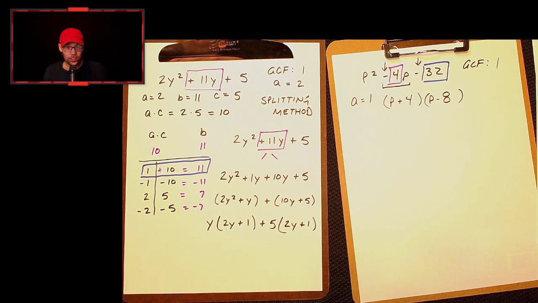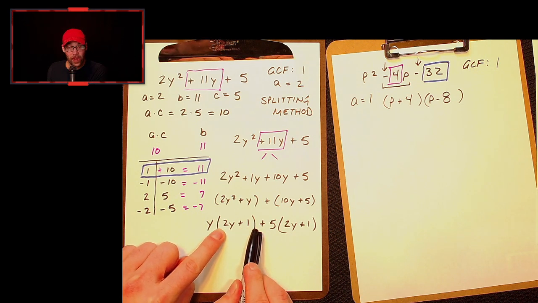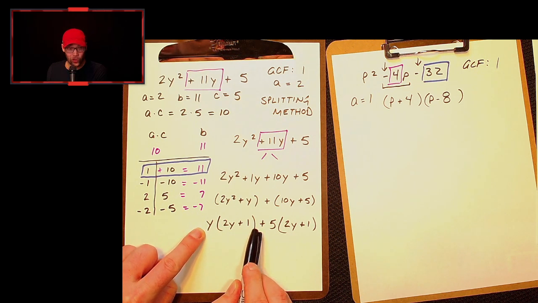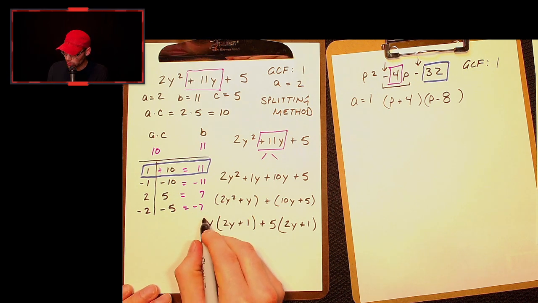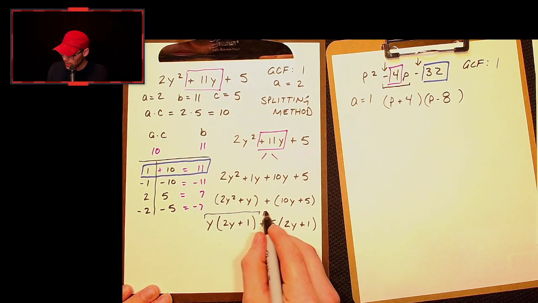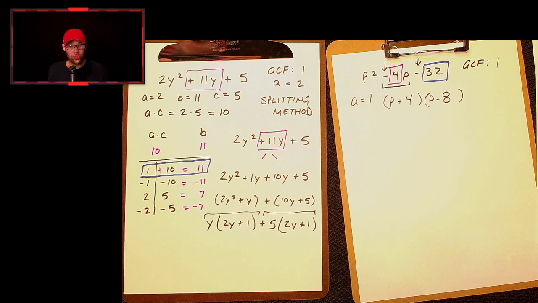The whole point of factor by grouping is to make sure that we get 2 factors that are the same. Make sure you understand the difference between your terms and your factors. We have terms inside of factors inside of a term. So at this stage right here, we actually only have 2 terms. This is one term, and this is another term. Make sure you know the difference between terms and factors.